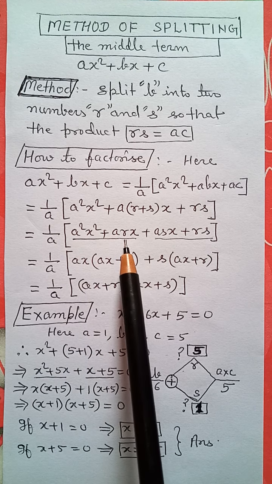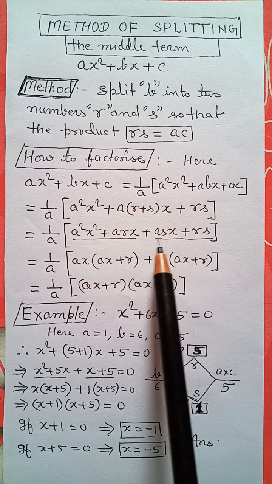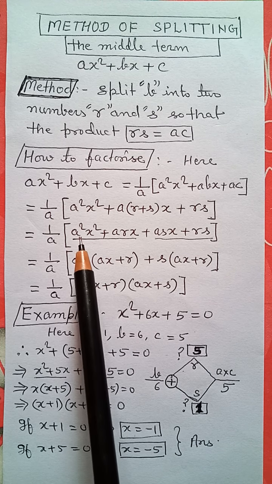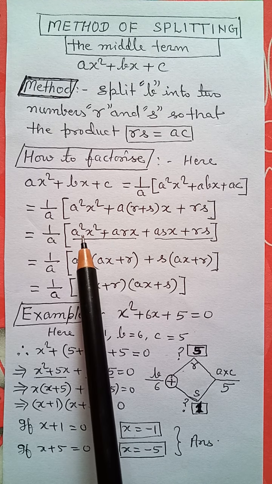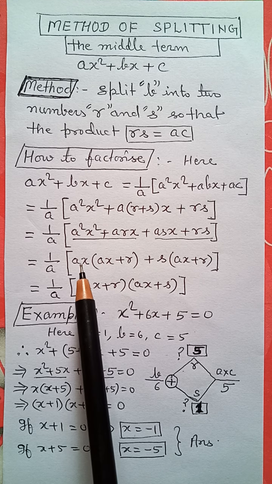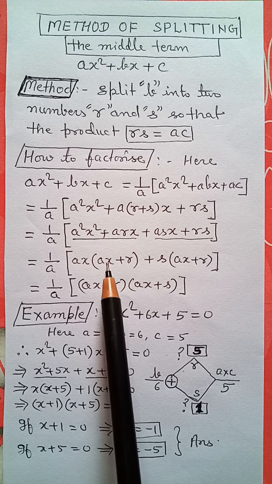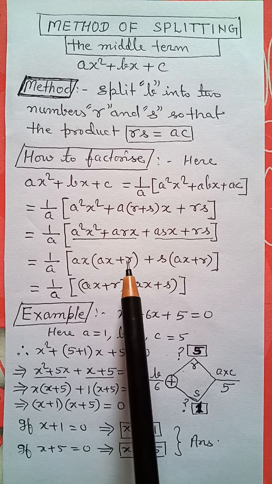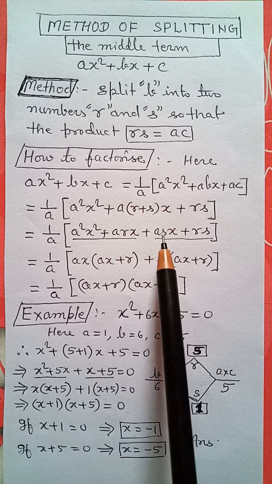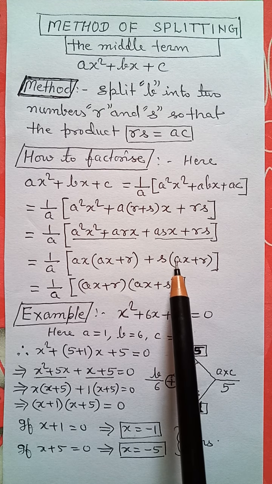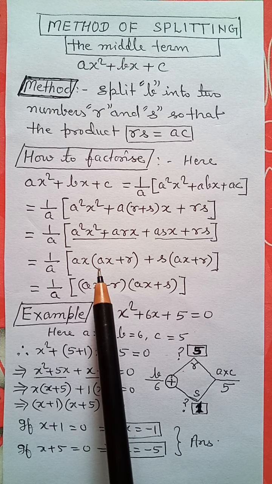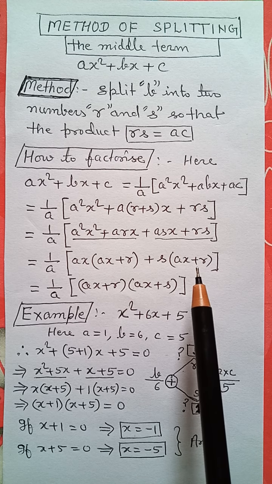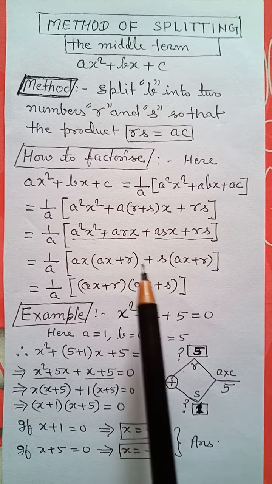Now grouping these terms like this, ax is a factor of these two terms. Therefore, ax is taken outside, and we are left with ax plus r. Similarly here, s is a common factor. s is taken outside and we are left with ax plus r. Now we see that ax plus r is also a common factor to both the terms.